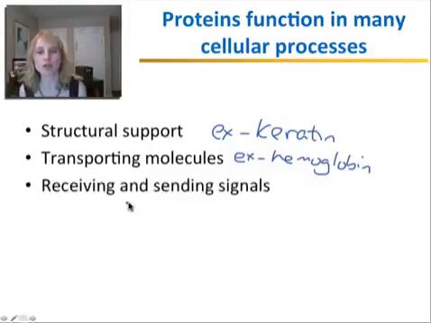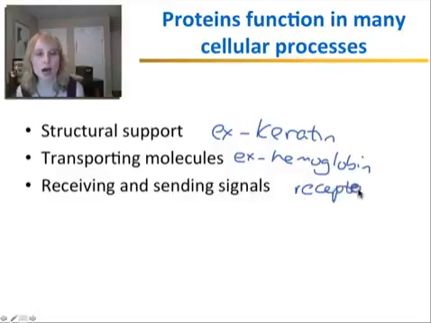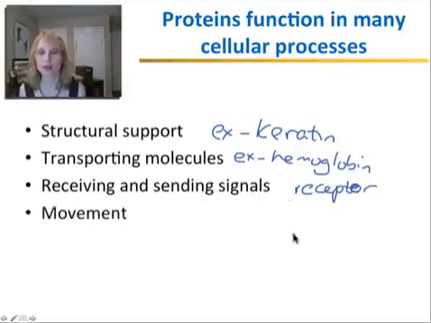Other proteins function in receiving and sending signals. Receptor proteins receive signals, and then they'll pass them on to other proteins which will send the signal. Proteins can also function in movement. You have some proteins that can move chromosomes during cell division. Other proteins will move vesicles throughout your cells. And even your muscles. For your muscles to be able to move, you have certain proteins that have the ability to contract to move your muscles.